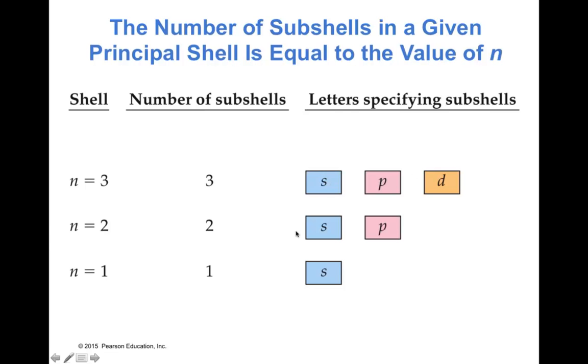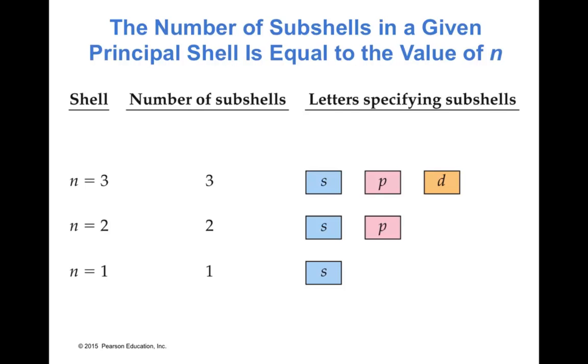We will never find a 1p or 1d, because in shell number 1, we're going to find just one subshell, that is the s. The same thing with shell number 2. We will never find a 2d, because we just have two subshells that are the s and the p.